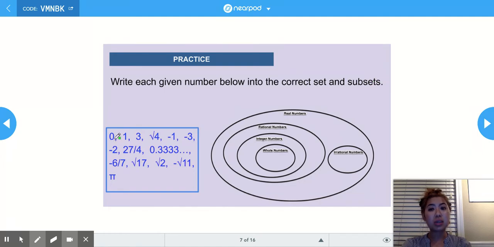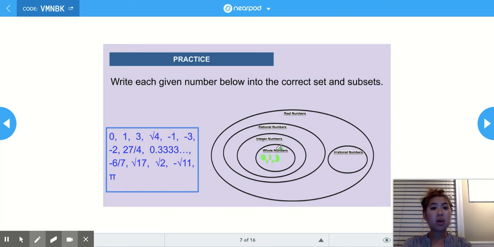So our first number is 0. So 0 is a real number, it's a rational number, it's an integer, but its most specific category is going to be whole numbers. So we're going to put it into the whole number subset. 1, the same logic applies. It's a real number, it's a rational number, it's an integer, but its most specific category or subset is going to be whole number. The same thing for 3.